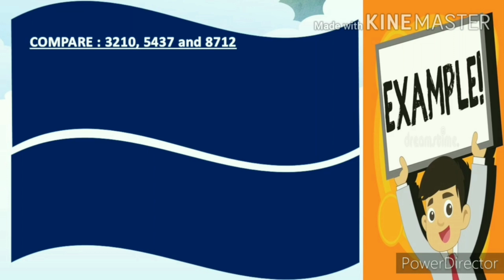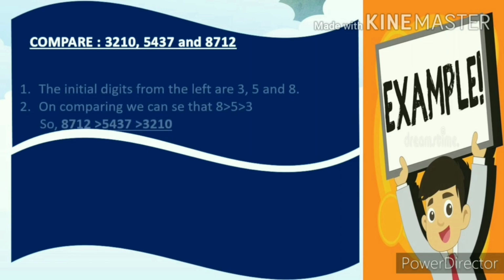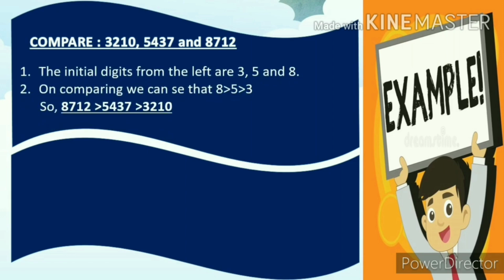The first example says, compare 3210, 5437 and 8712. Remember what is the first step? The first step says we have to check the initial digits from all the three numbers. So the initial digits from all the three numbers are 3, 5 and 8.